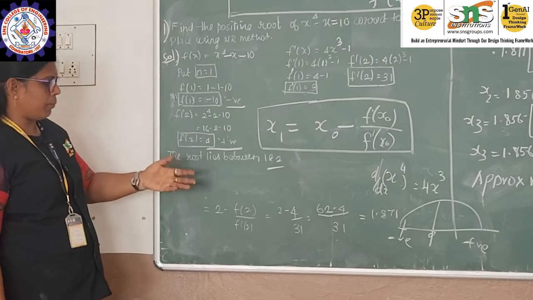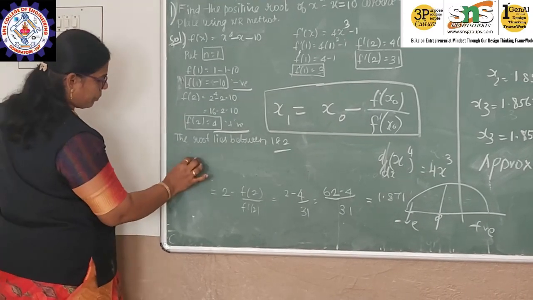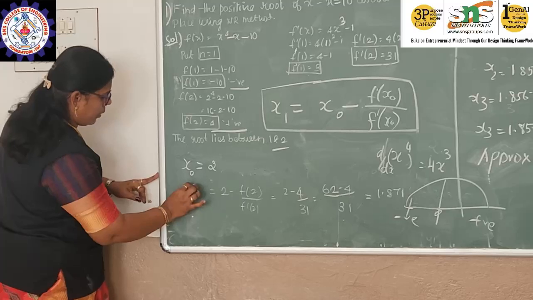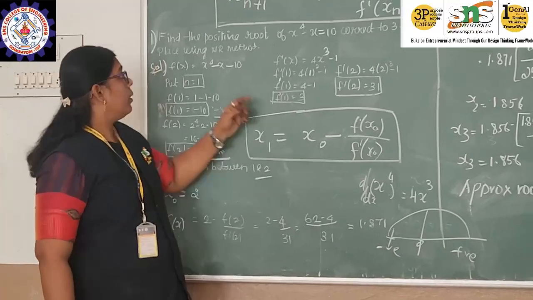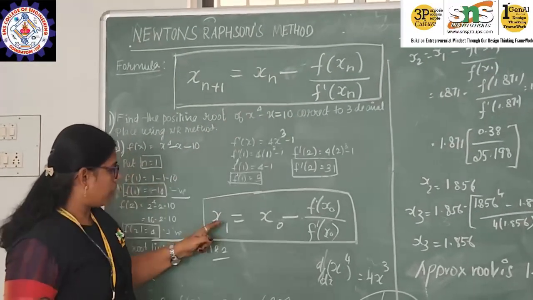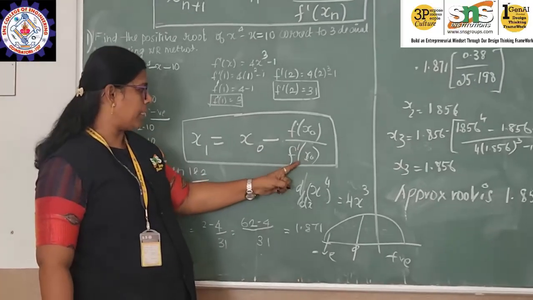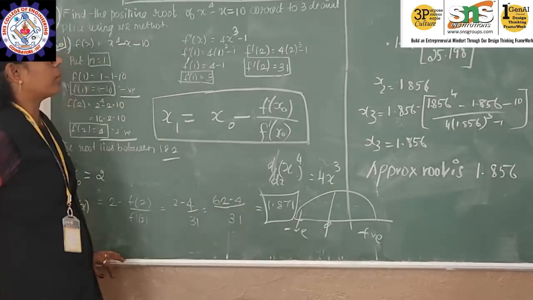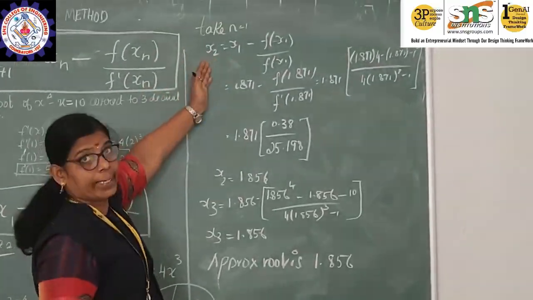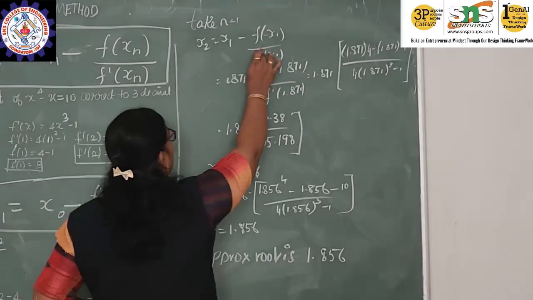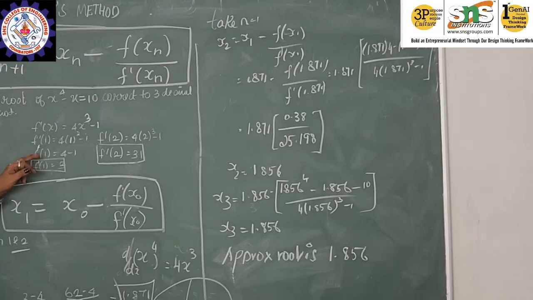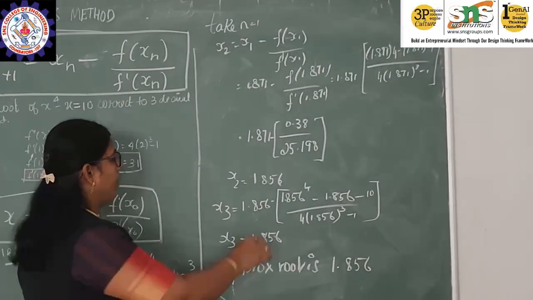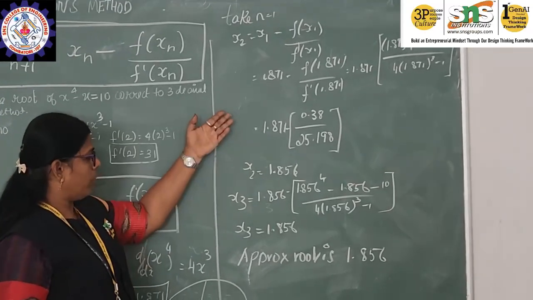Okay. You take the approximate value x0 equal to 2. In the general formula, x(n+1) equal to xn minus f of xn by f dash of xn. Now substituting n equal to 0, we get x1 equal to x0 minus f of x0 by f dash of x0. Substituting the values, we get 1.871. And then x2: take n equal to 1, we get x2 equal to x1 minus f of x1 by f dash of x1. Already we found the values of f of x1 and f dash of x1. Substituting 1.871 minus this value and simplifying, x2 equal to 1.856.